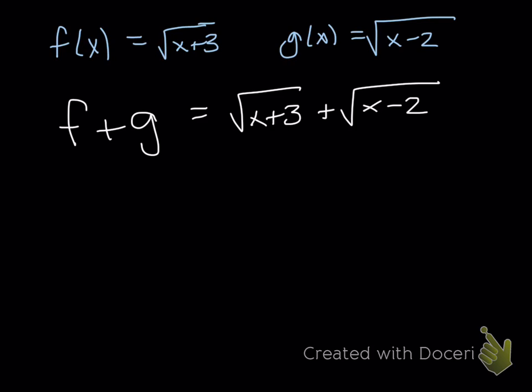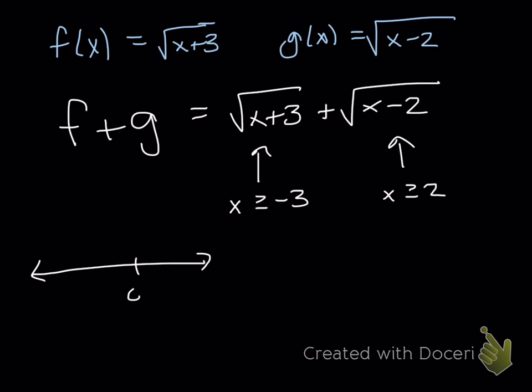But the domain is where we have to do more work. So we need to find a domain that works for both of these. It needs to be in common for both of them. So if I said x plus 3 has to be greater than or equal to 0, I would get the statement that x has to be greater than or equal to negative 3. And this statement will say x has to be greater than or equal to a positive 2. So we're going to think about this on a number line, and then we'll write our domain. So here's 0, here's negative 3, here's a positive 2.